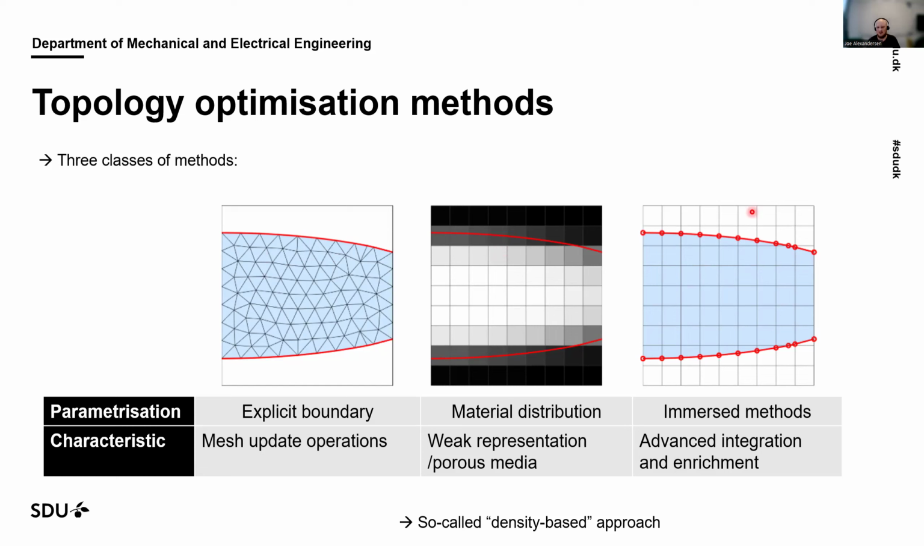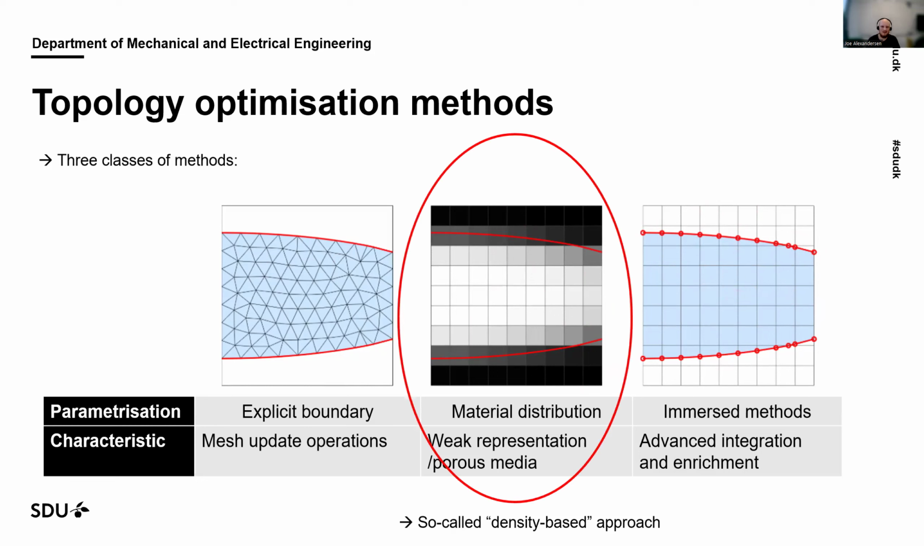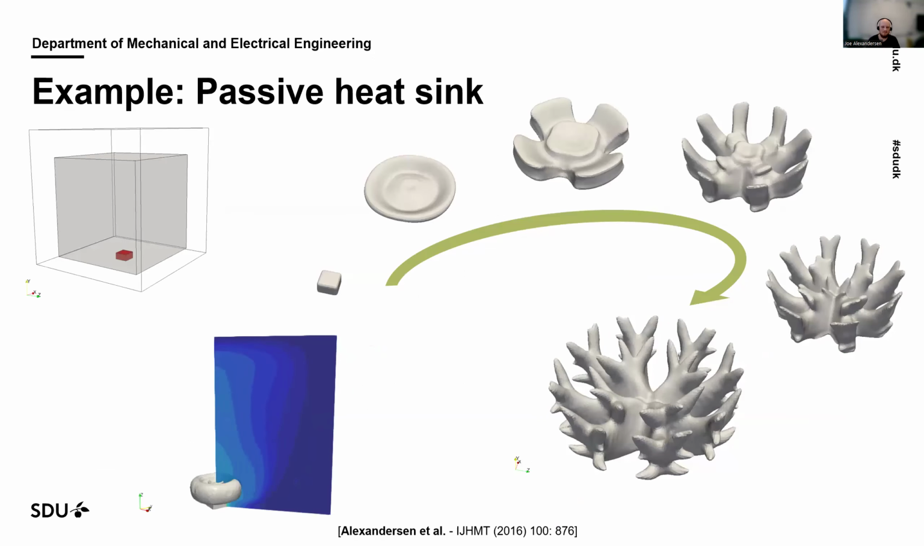Then we can go to immersed methods, which is a combination of the two, you could say, but in order to capture this boundary, we do some advanced integration and possibly also enrichment. The bookkeeping for this one can be a bit more heavy, and that's, I think, why material distribution or density-based approaches are quite common and quite easy to implement. So that's what I'll focus on today.